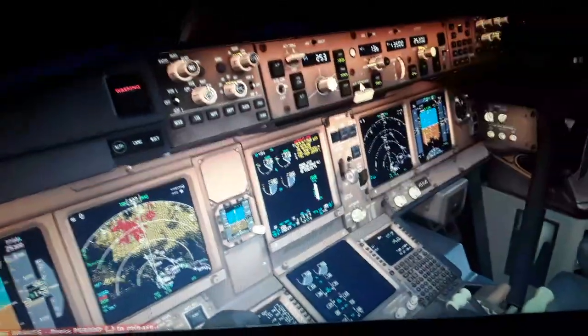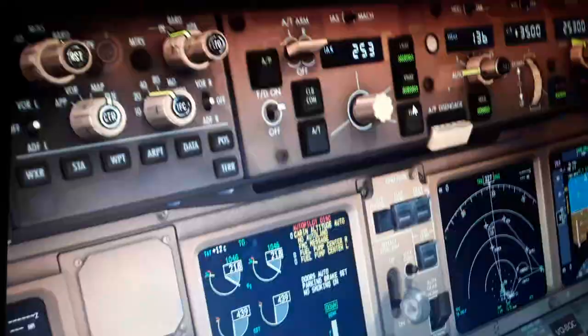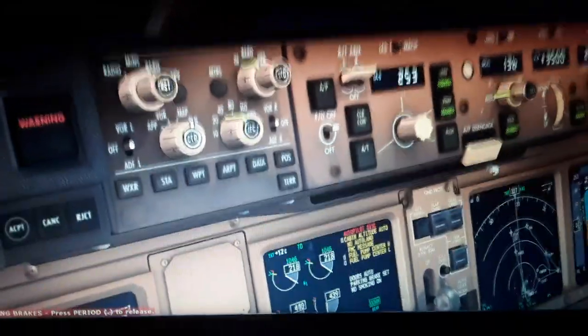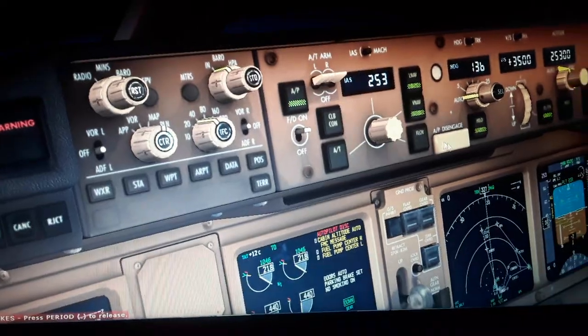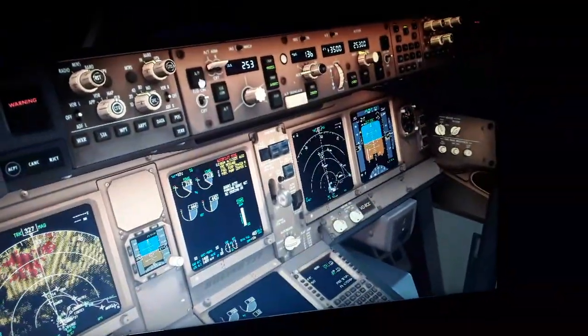So we will use this switch. You can see the warnings here coming in. Autopilot disconnect like this. So we reset and you can see the warning. Reset one more time. You see autopilot is disconnected like this. So we reset one more time and do it another way now.